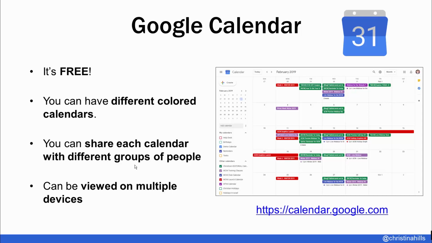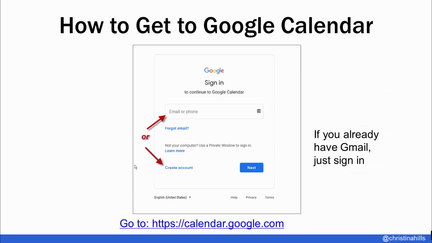So let's just first start with, how do you get to Google Calendar? The way you get to Google Calendar is you go to calendar.google.com, and if you already have Gmail, then you have a Google account. In order to use Google Calendar, you have to have a Google account. So you would sign in by putting your Gmail address in, or you would create an account if you don't yet have Gmail or any other kind of Google account.